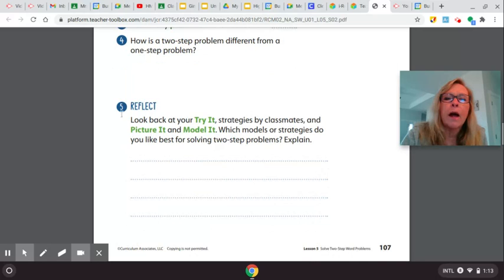Then on this part, look back, try it. Strategies, classmates, we weren't doing that. Which model worked the best? Did you like the bar model? Did you use a 10 frame? Did you make a number bond? Did you just make marks? How did you solve it?